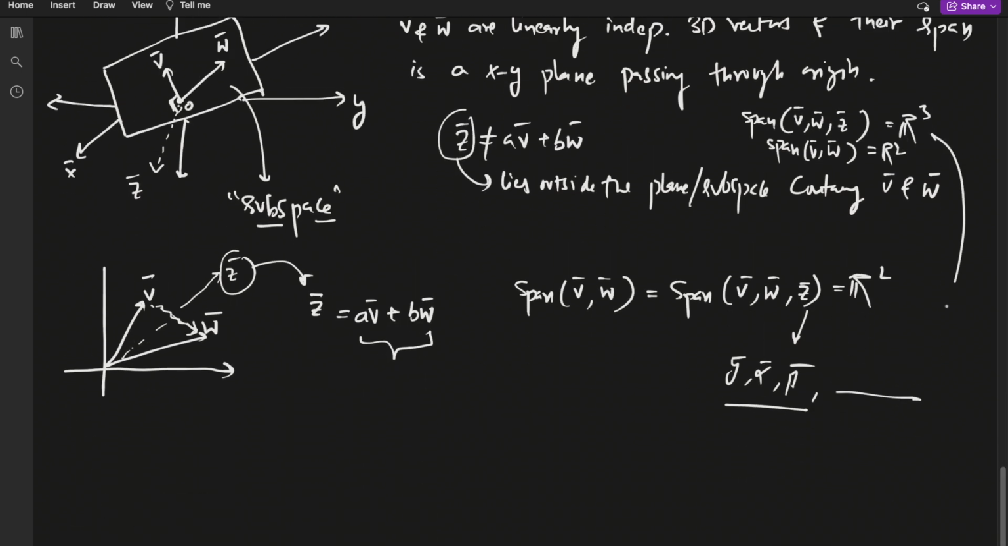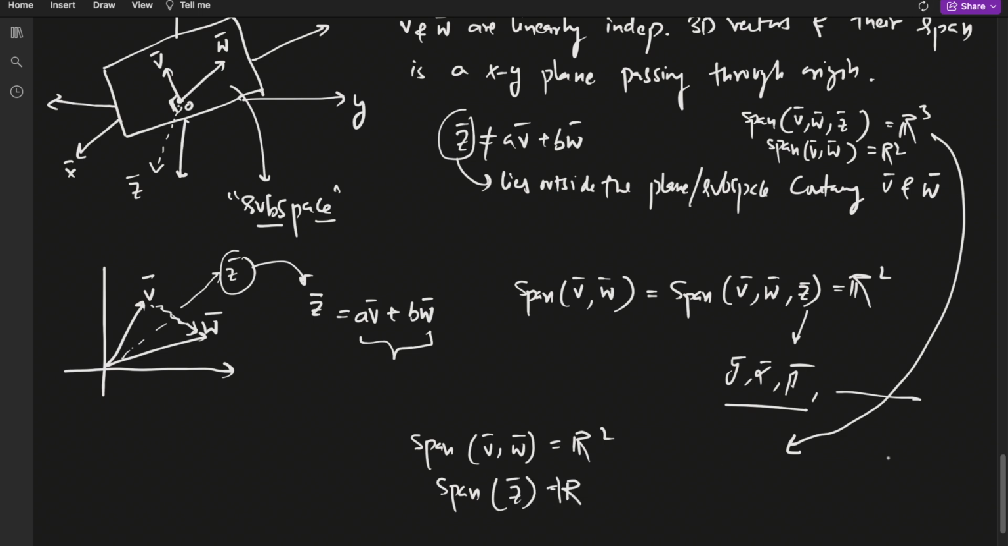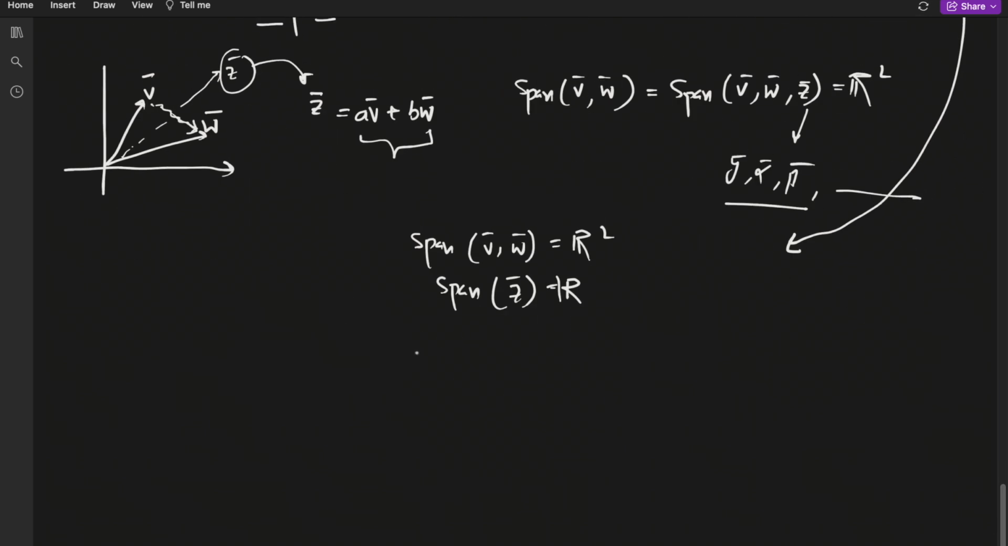So we can tell how this thing became, like, we already know that span of v comma w is nothing but r square, right? And I also already explained that span of just z is r, right? And because z is not a linear combination of v and w, therefore these two spans are not a linear combination of each other.